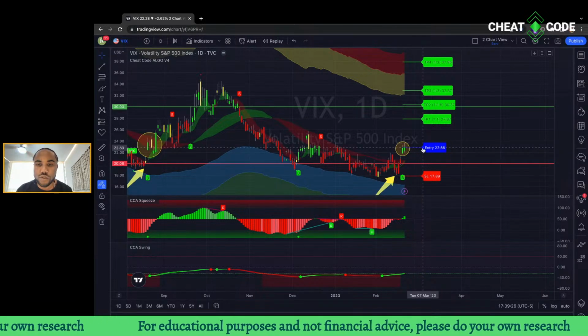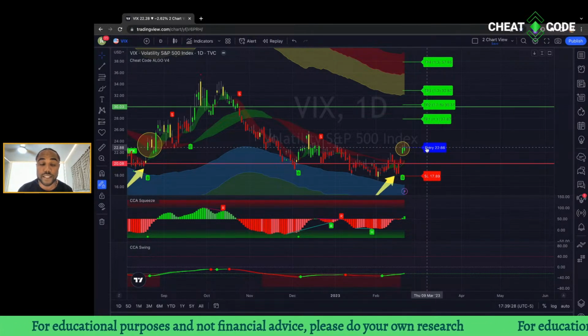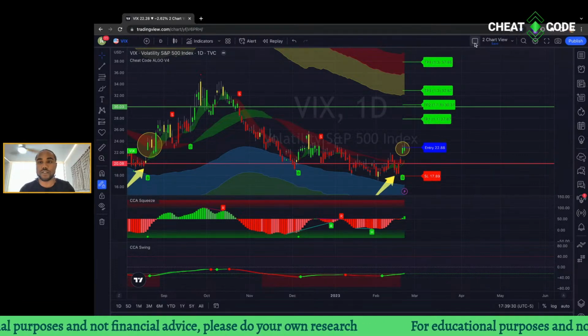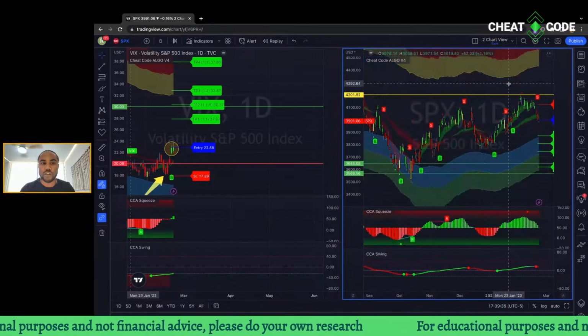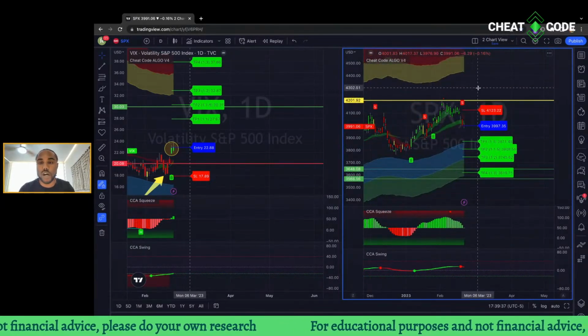But what I'm seeing here is right now on the VIX, we're at this entry level, right? So when you compare that to where we are in the market, and you pull that up next to that, you can see that the trend has changed on the market.